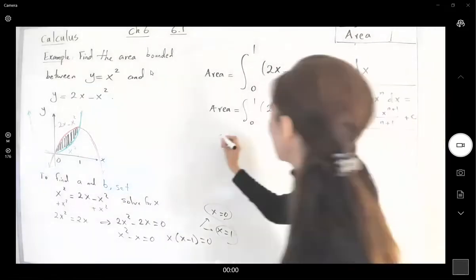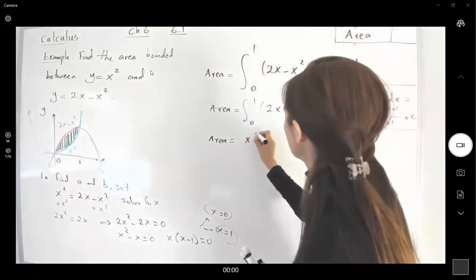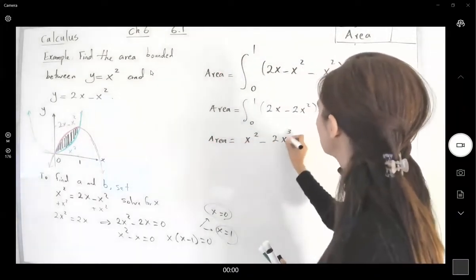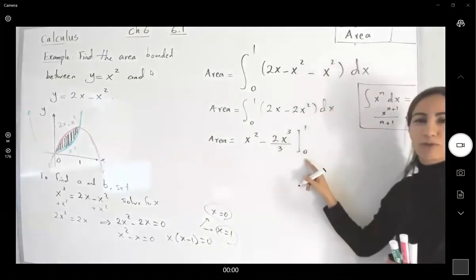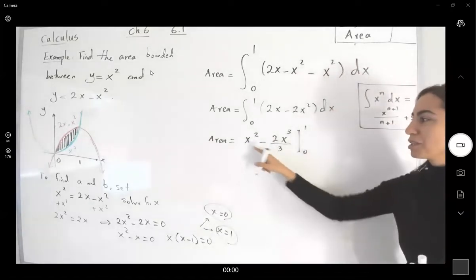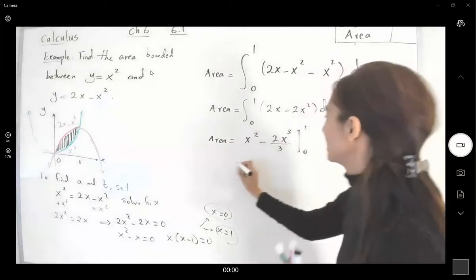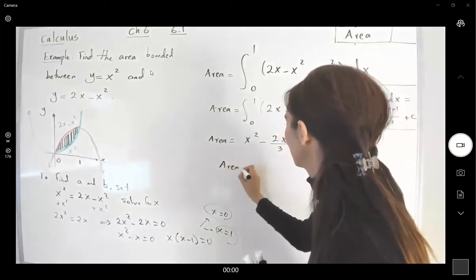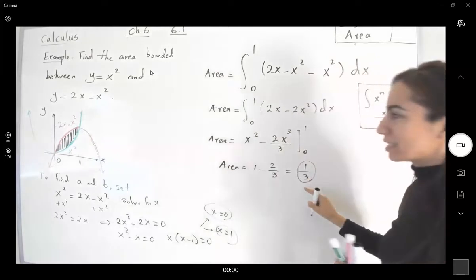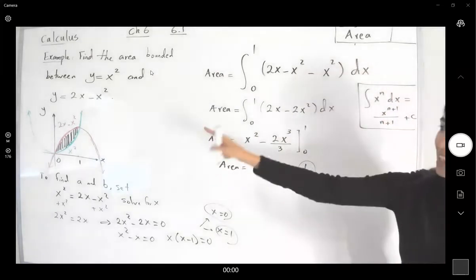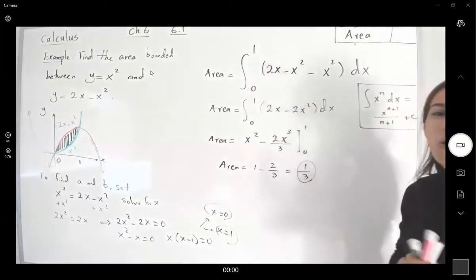Okay, so here we have the area equals to, I get x squared minus 2x cubed divided by 3. My x bounded between 0 and 1. I'm not really worried about 0, because if I plug in 0 here and here, the outcome is 0. So my main concern is 1. It is equal to 1 minus 2/3 or 1/3. This guy is the area bounded between these two parabolas, while x is bounded between 0 and 1.